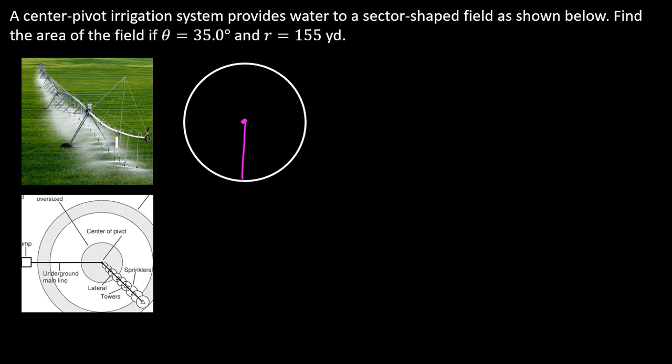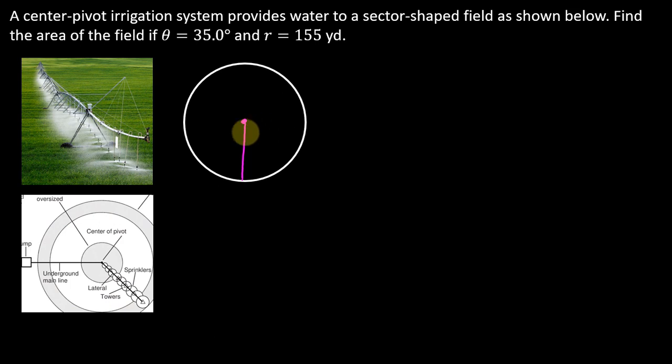Find the area of the field if theta is equal to 35 degrees and the radius is 155 yards. So I just figured you probably have no idea what this is talking about. Maybe you do. Center pivot irrigation, maybe you've driven past something that looks like this. The way that these work, they have a center pivot point. So here's that sprinkler system, and it just pivots around in a circle, you see?